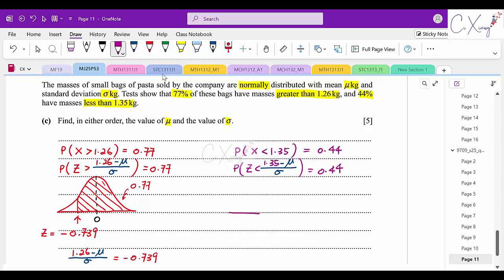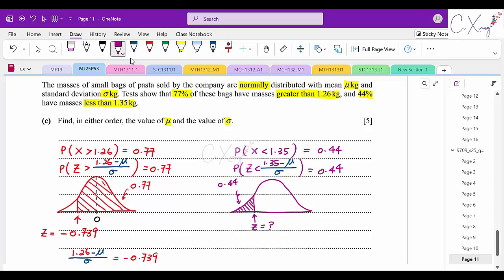Second step, you draw a diagram for this graph. I have Z smaller, so that area is a small area. Smaller means shade the left-hand side, and this area is a small area, 0.44. And this is the value of Z that you want to find.